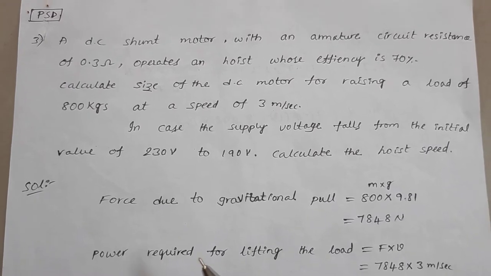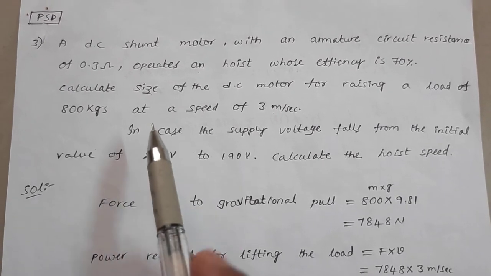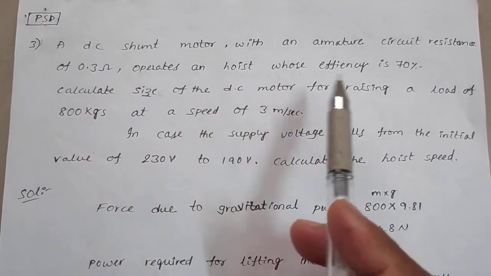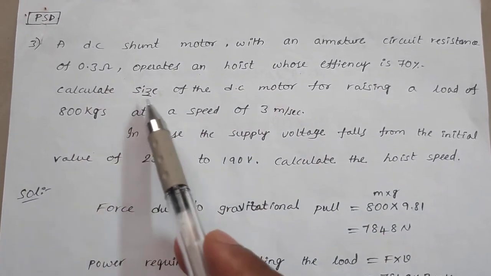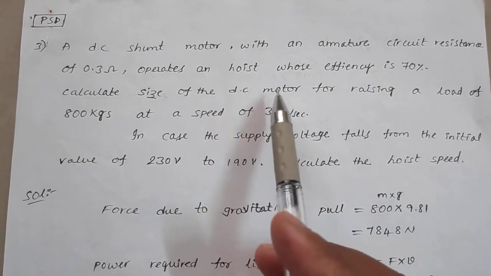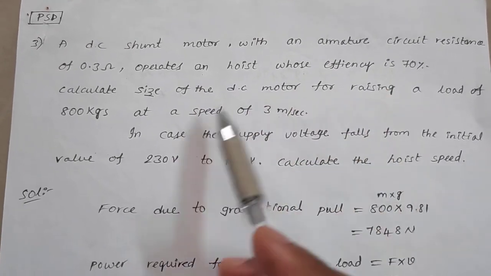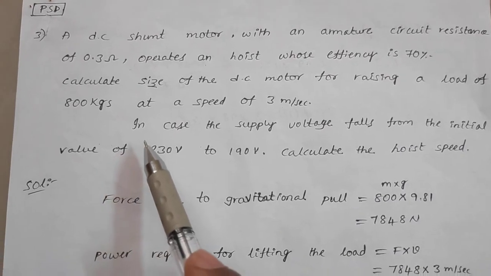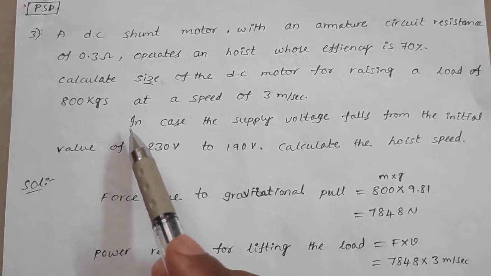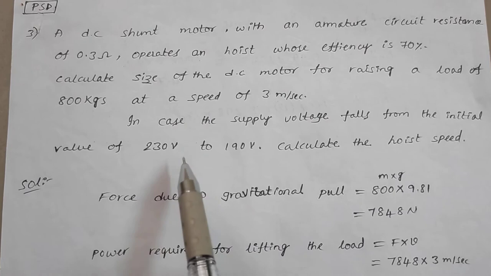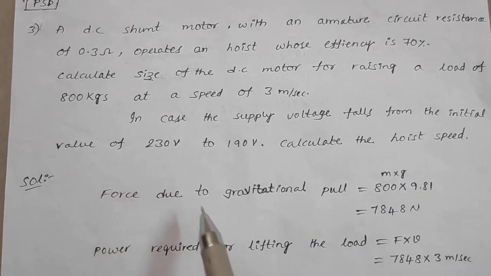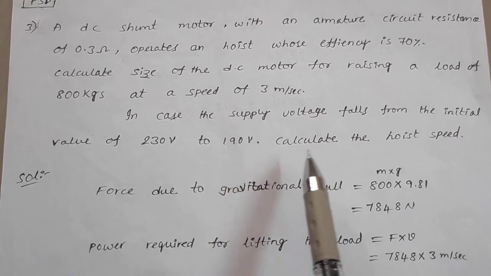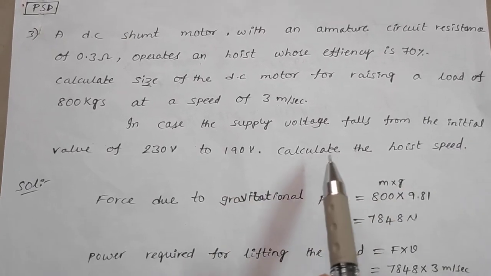In today's session we will see another problem on DC shunt motor. The problem statement is: a DC shunt motor with an armature circuit resistance of 0.3 ohm operates a hoist whose efficiency is 70%. Calculate the size of the DC motor for raising a load of 800 kgs at a speed of 3 meters per second. In case the supply voltage falls from the initial value of 230 volts to 190 volts, calculate the hoist speed.